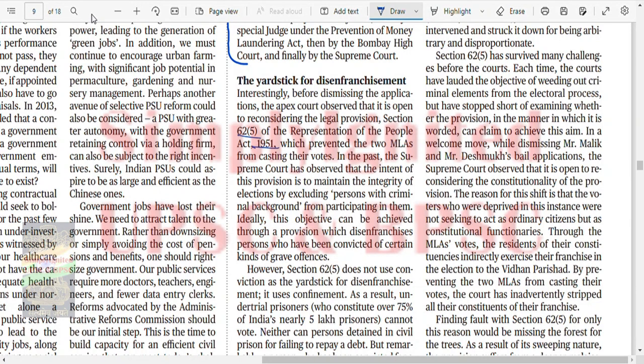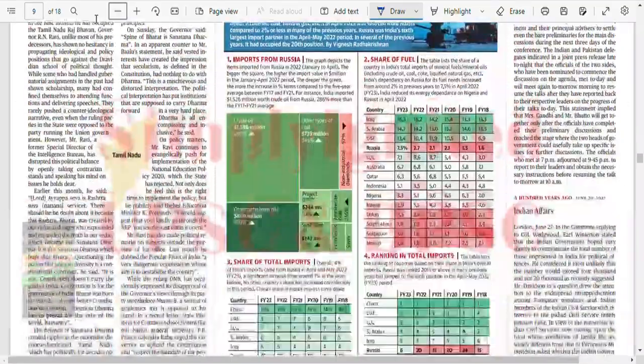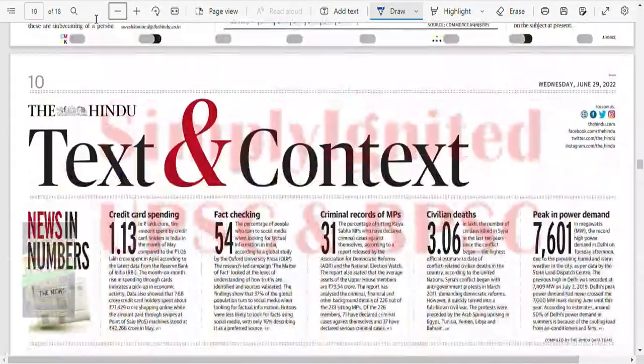Fine. Give it a read. Let's see. I don't think these things will come in the examination. Yes, if the matter increases, then it may come.